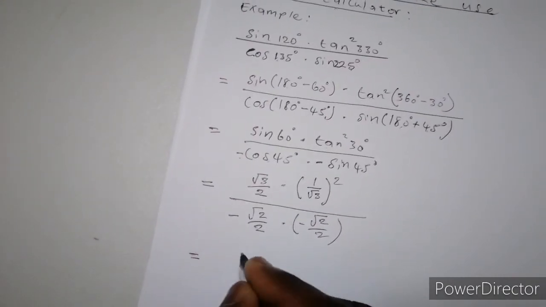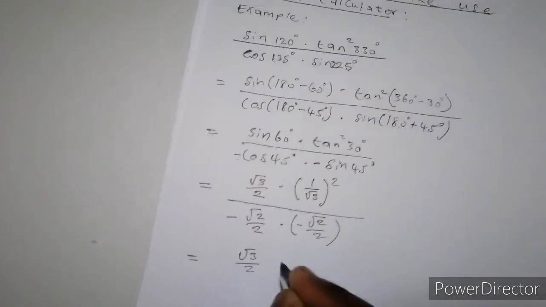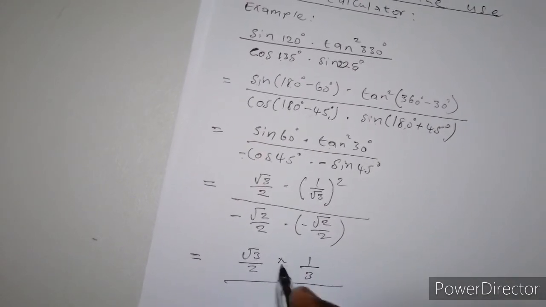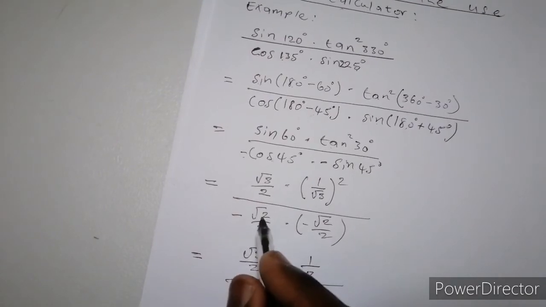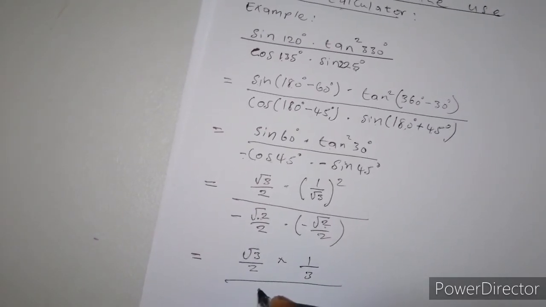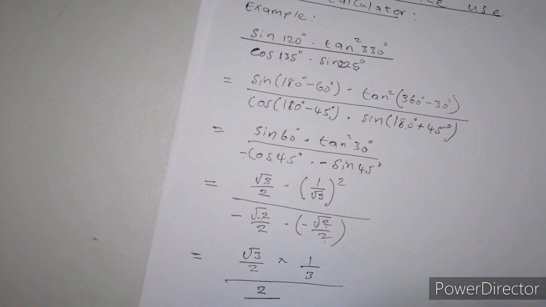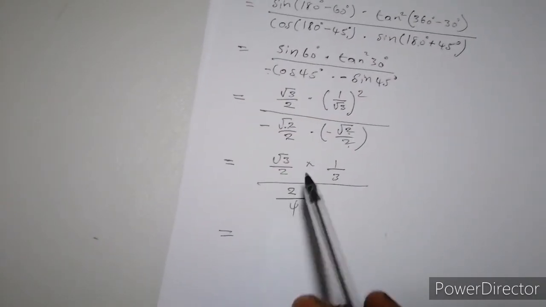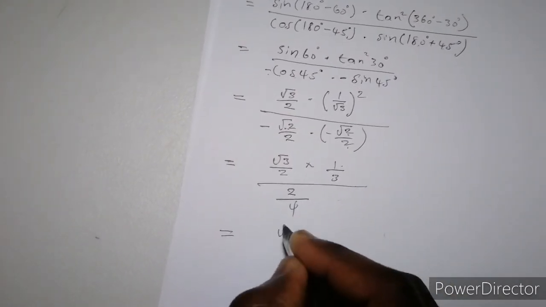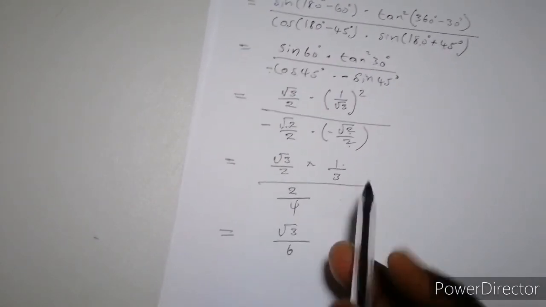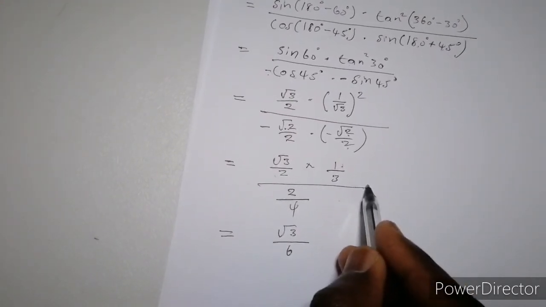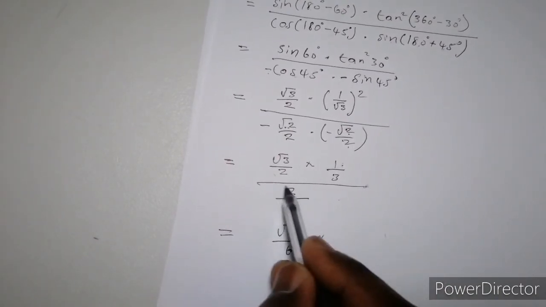This is equal to the square root of 3 over 2 multiplied by 1 over 3, all divided by negative the square root of 2 multiplied by negative the square root of 2. It is positive 2 over 2 times 2, which is 4. Then we can continue and simplify this without using a calculator. It's not a big deal. This is the square root of 3 over 6, numerator by numerator, denominator by denominator, and change this sign into multiplication.